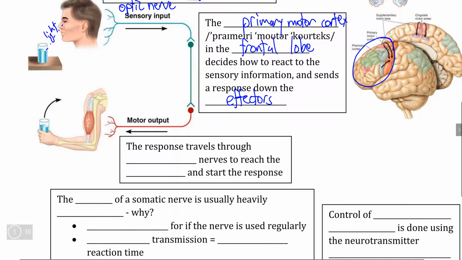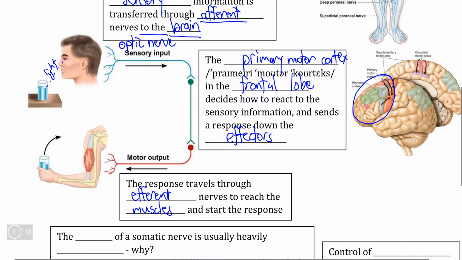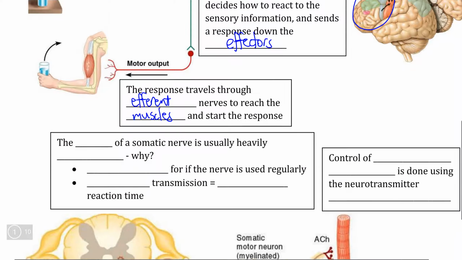Now, the motor neuron that is connected to the skeletal muscles that carry out the brain response is what we call an efferent nerve or an efferent neuron. And again, efferent refers to the direction of information traveling away from the brain, as opposed to afferent nerves that transmit information to the brain.